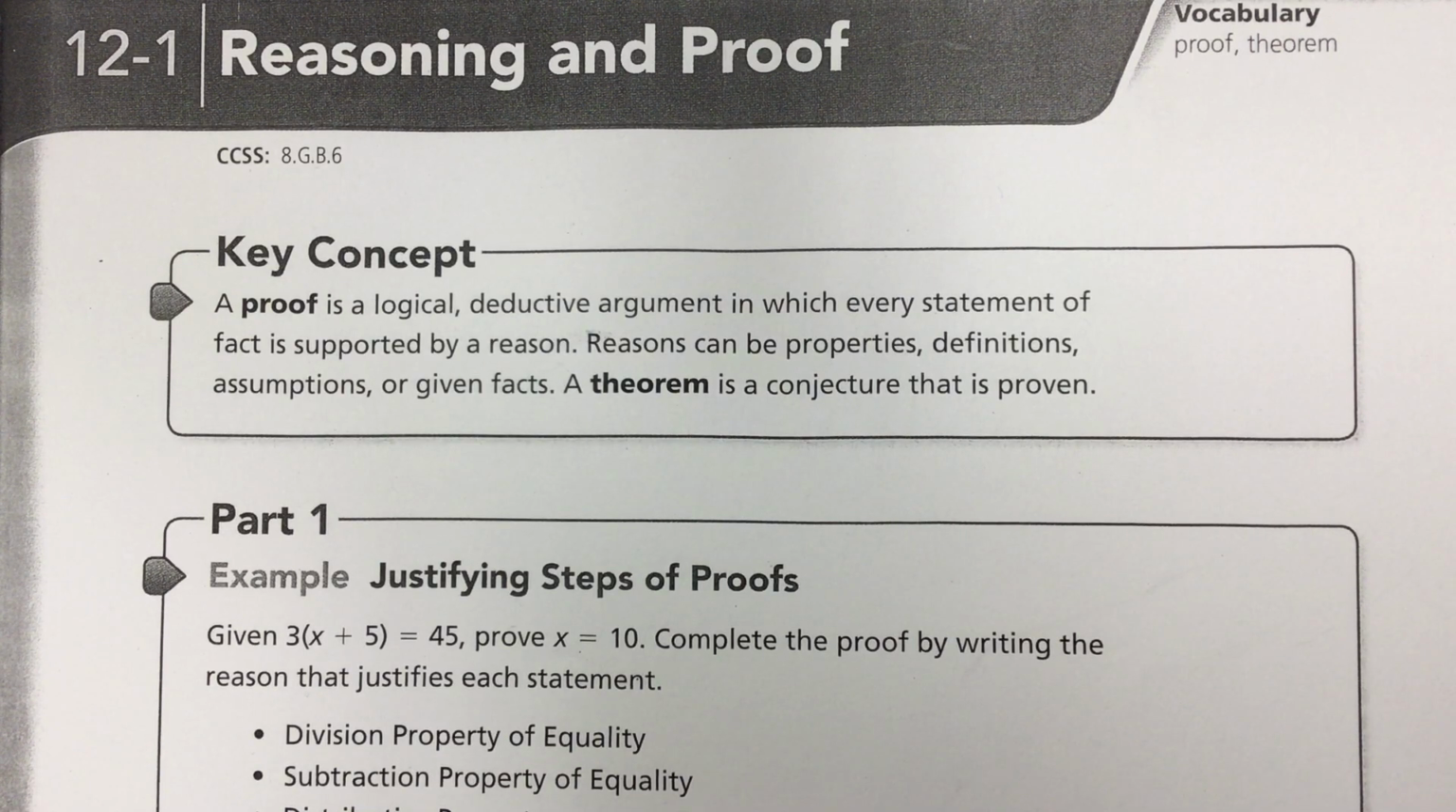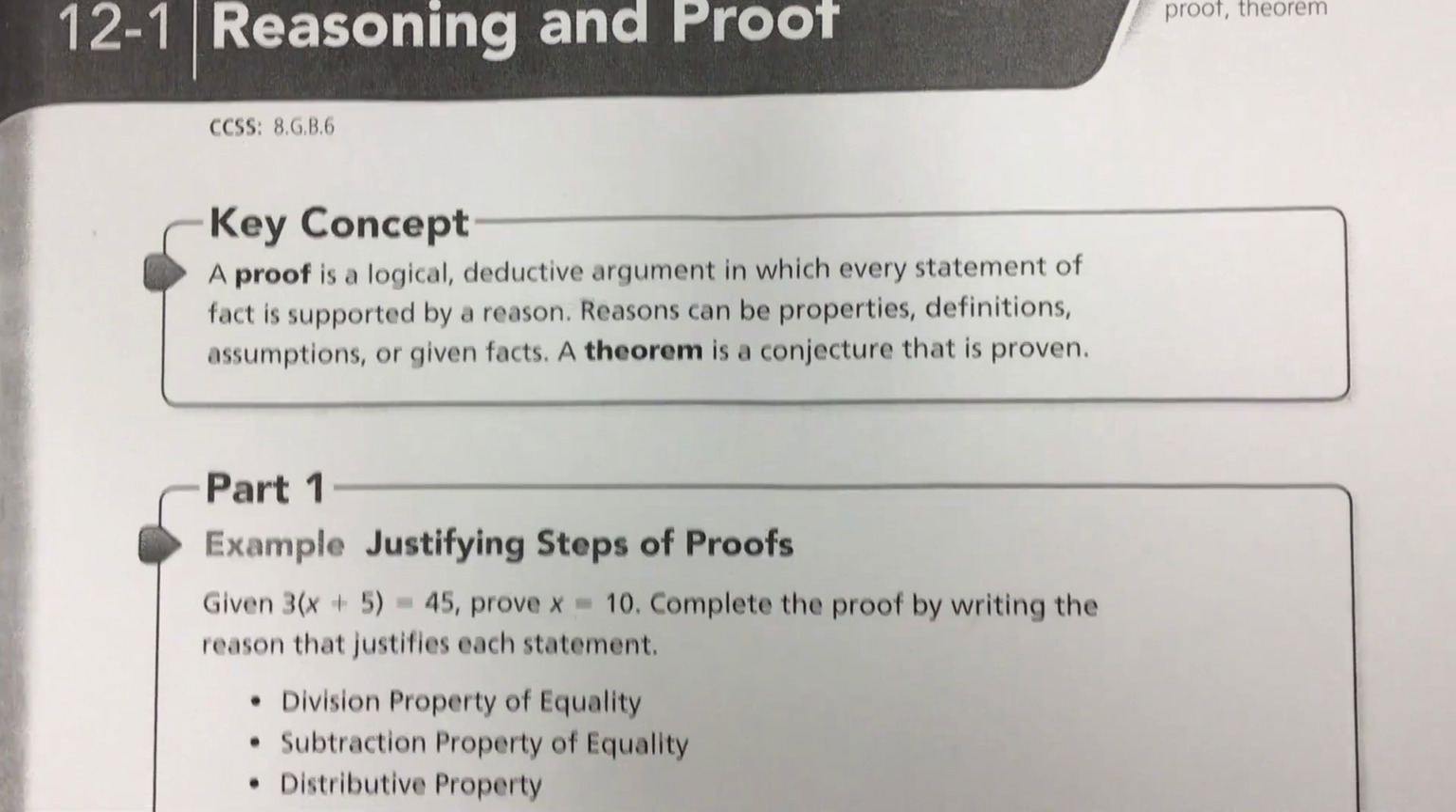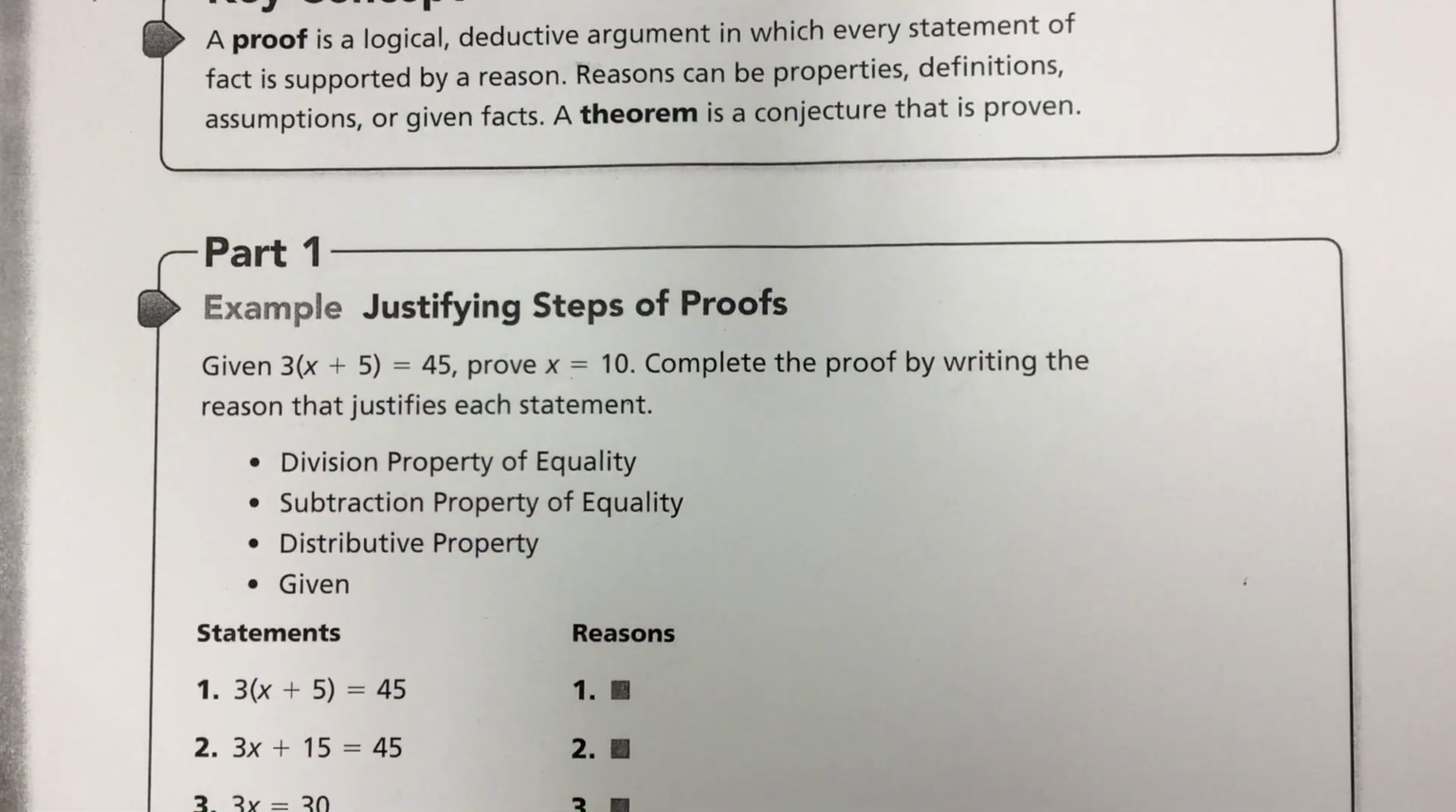12-1, Reasoning and Proof. A proof is a logical deductive argument in which every statement of fact is supported by a reason. Reasons can be properties, definitions, assumptions, or given facts. A theorem is a conjecture that is proven. So let's look at part 1.